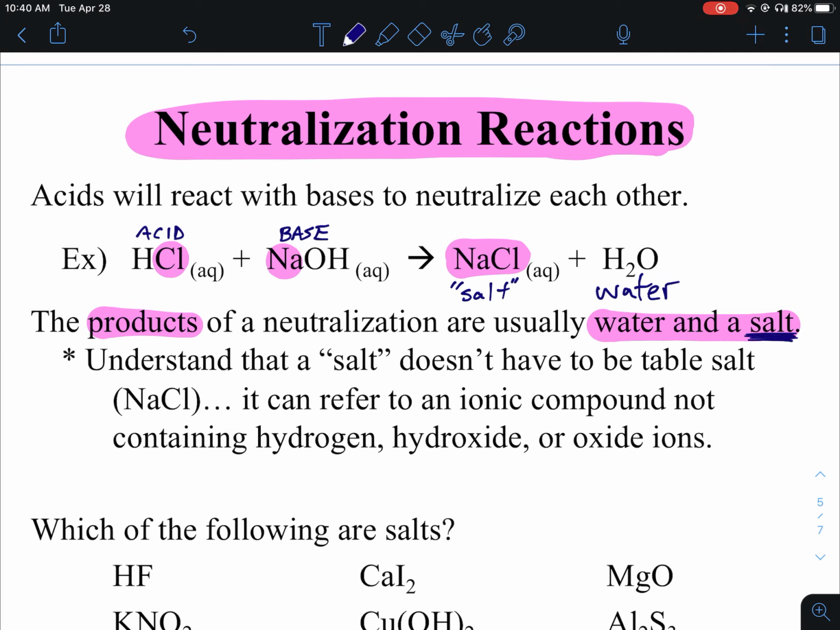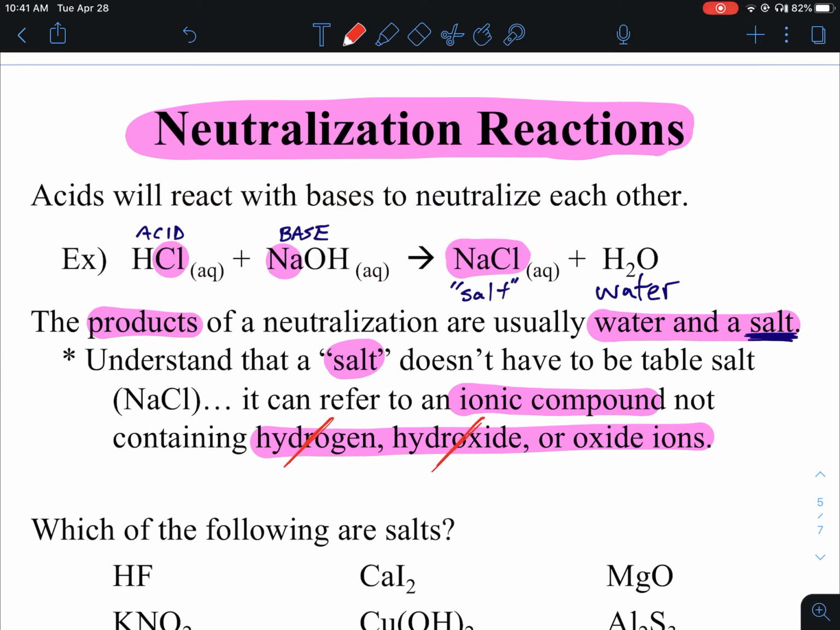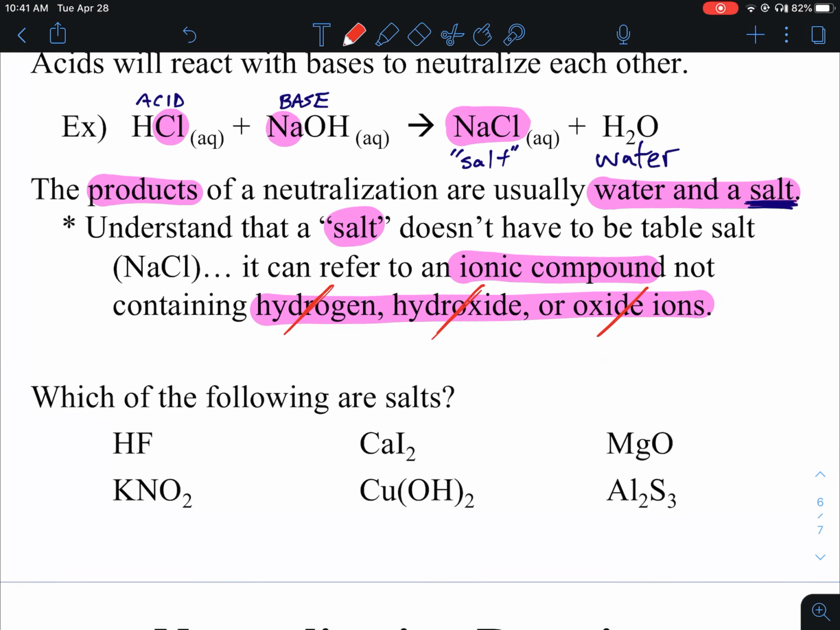Now understand that a salt is not going to be NaCl all the time. Salt doesn't have to be table salt. So salt refers to an ionic compound that does not contain these ions. So I'm going to put a little line through those. It can't have those ions in it. So typically it's going to be a metal, a positive ion that's bonded to a negative ion of some sort, and that negative ion cannot be one of those. If it's anything else, we're going to call it a salt.